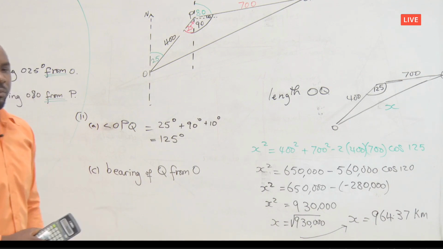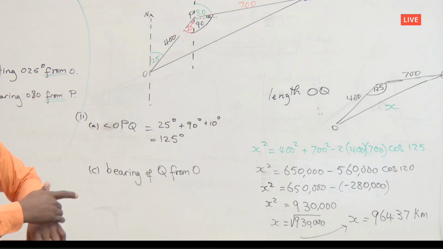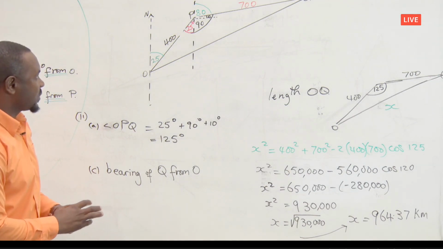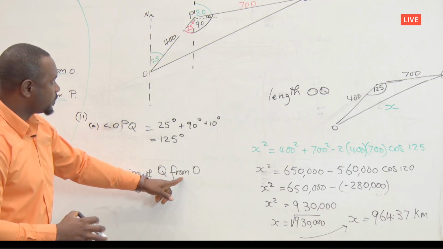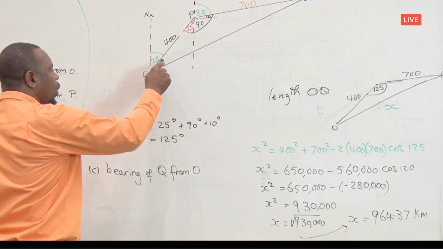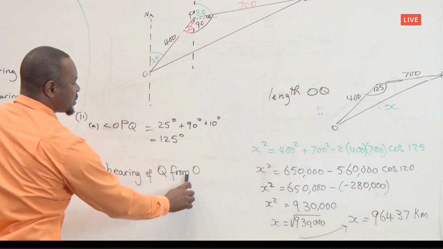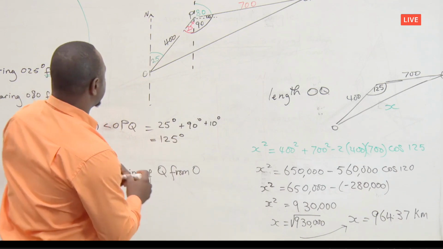Put the same value. Okay, now, given that this part is solved, let's go to part C to see if we can get a nice solution for part C. For part C, they want us to find the bearing of Q from O. So we are moving from O to get to Q. Important, you always need to know where you're moving from. So we're moving from O to get to Q. Let's speed up a little bit.